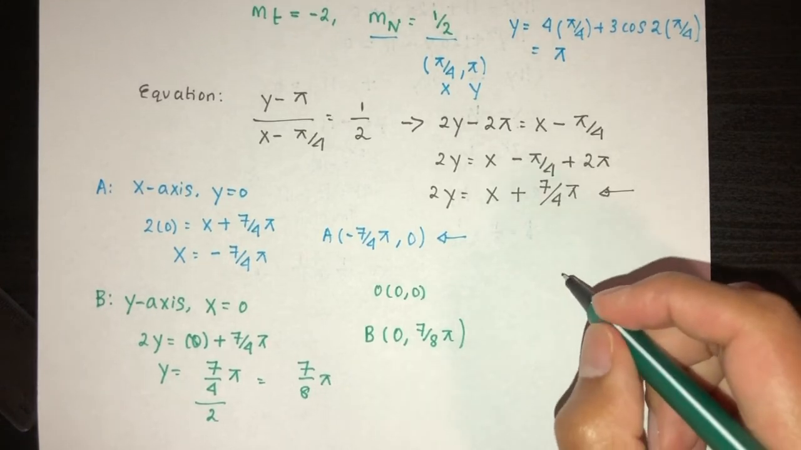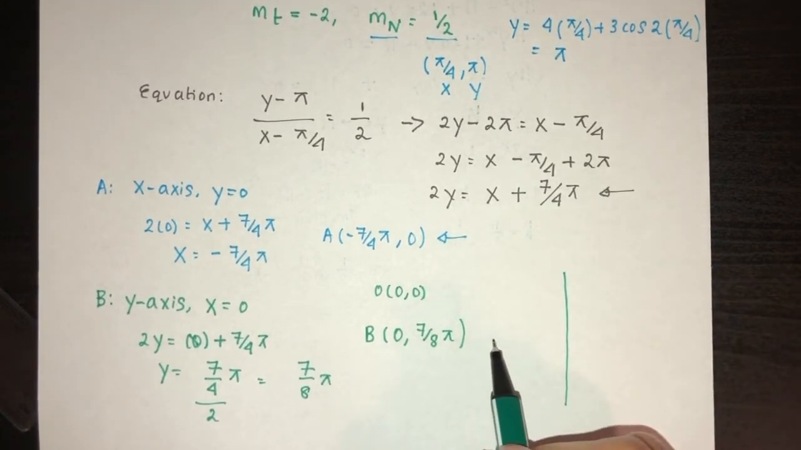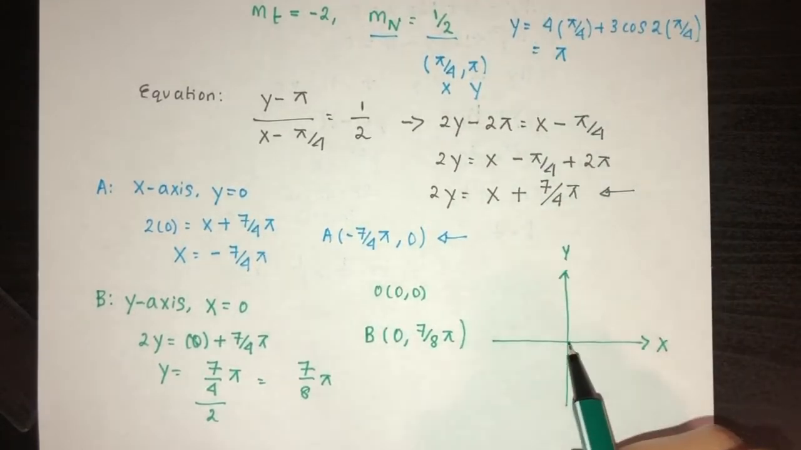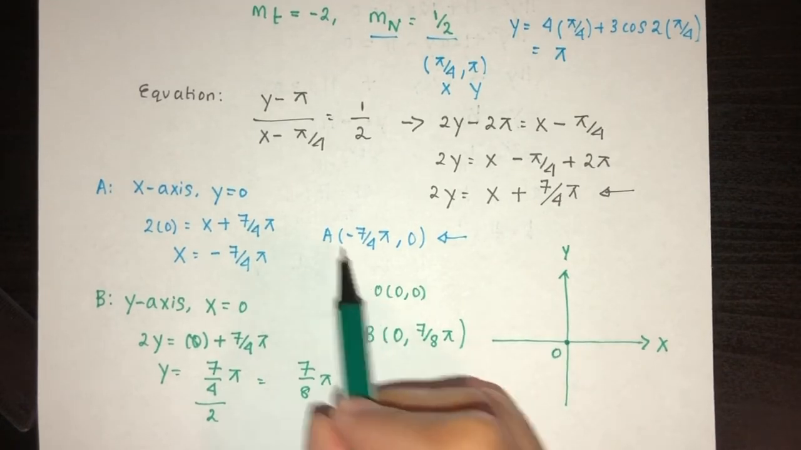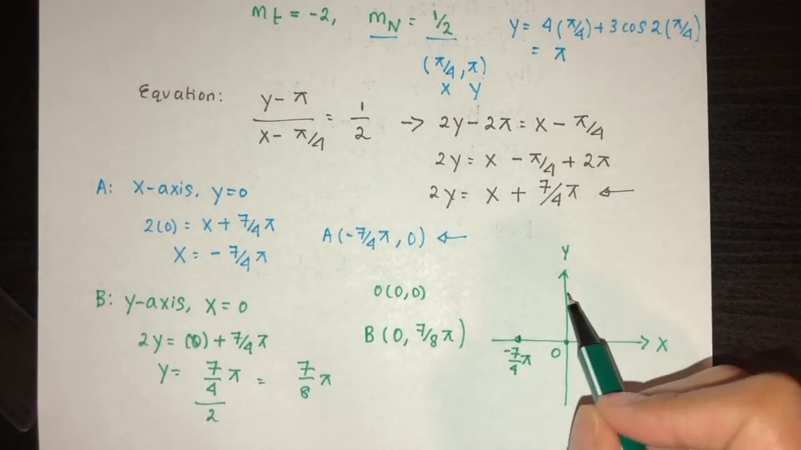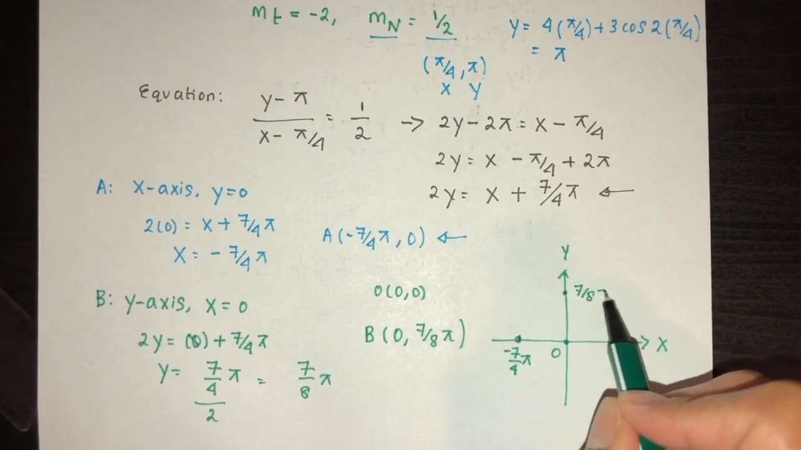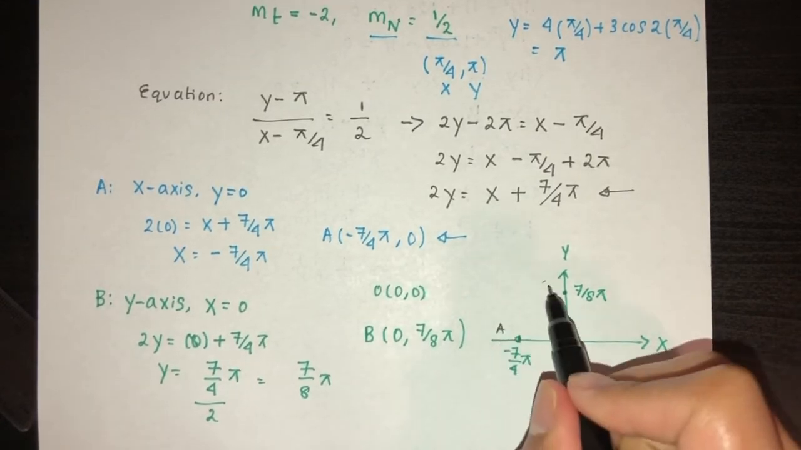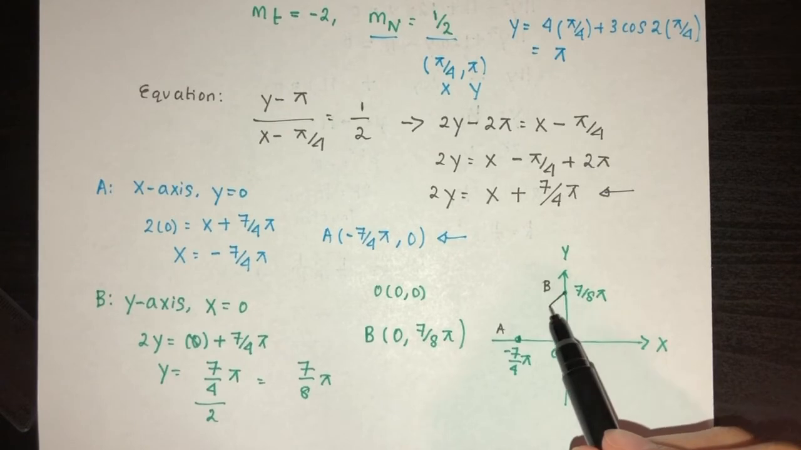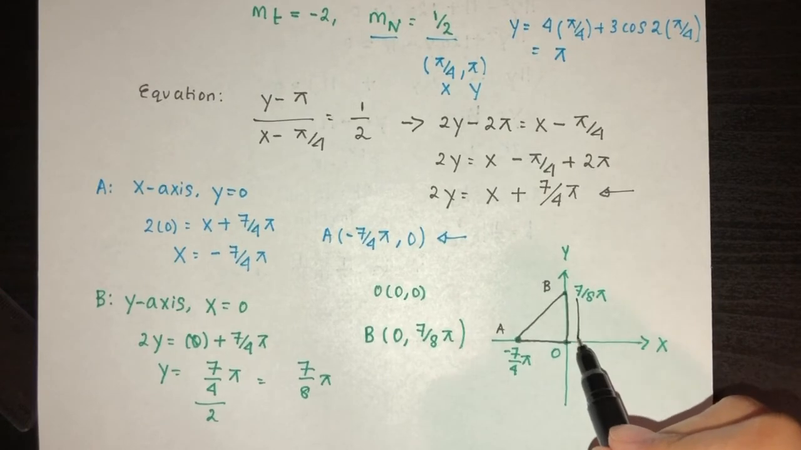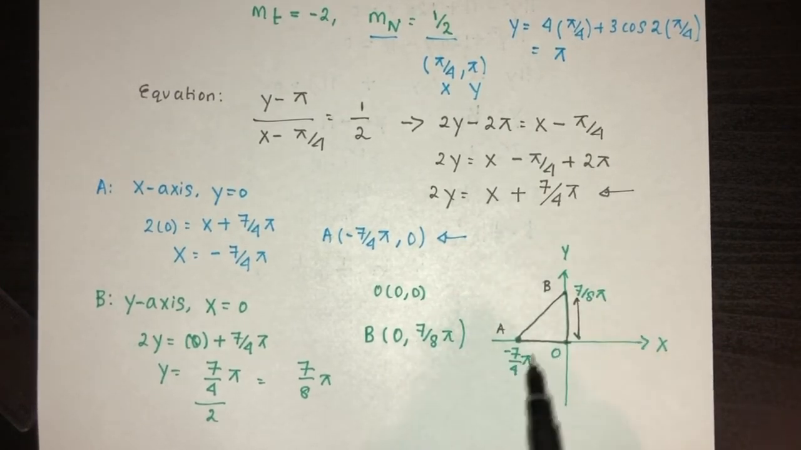So pretty easy. First thing, you have to visualize where your values are. This is your y-axis, this is your x-axis, this is your point O, and A is minus 7 over 4 pi, 0. That is your point A. And where is your point B? 0, 7 over 8 pi. That is your point B. Let's label this as A and B. So triangle AOB is a right angle triangle with height of this value and base of this value.